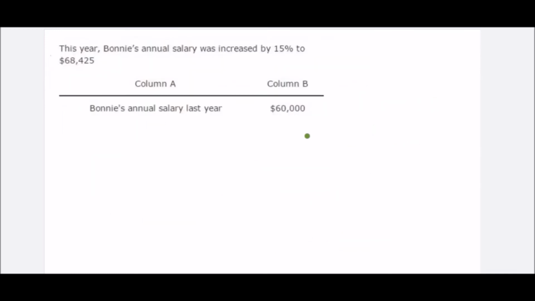7100%. Our next question is, this year the bonus annual salary was increased by 15% to $68,425. So for column A we have to find out the bonus annual salary last year, and for column B it's already given $60,000. So see here, the salary was increased by 15%, then it will become 68,425. So let's consider the previous salary was X.